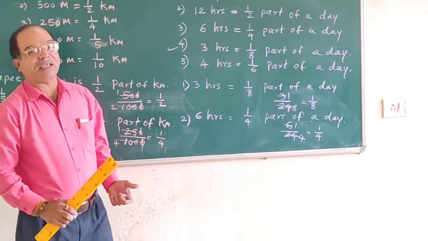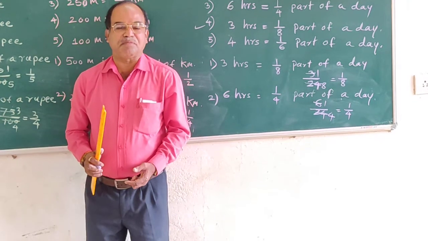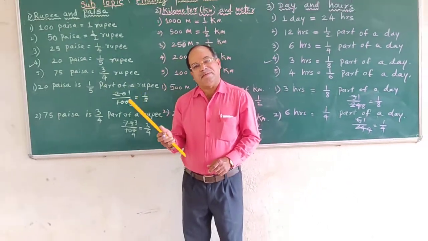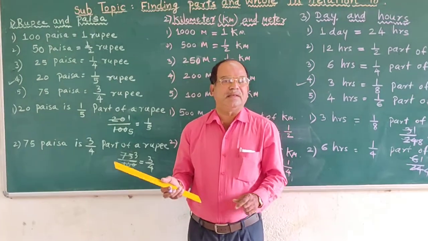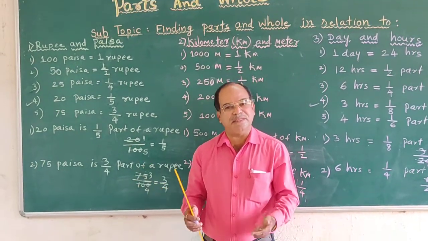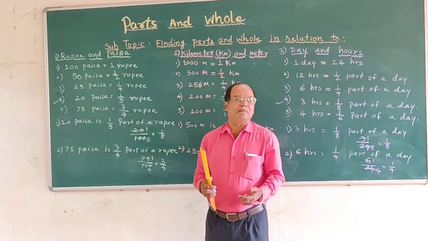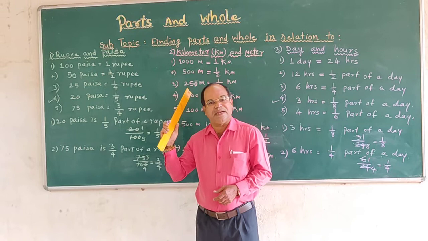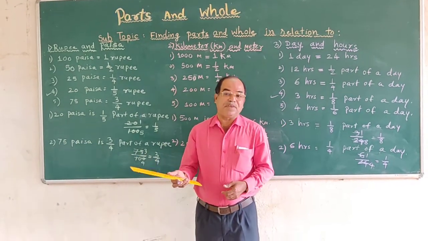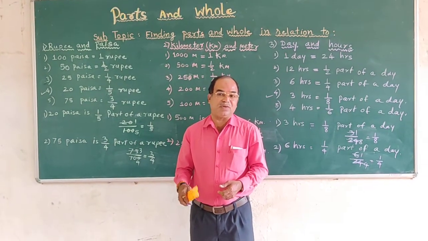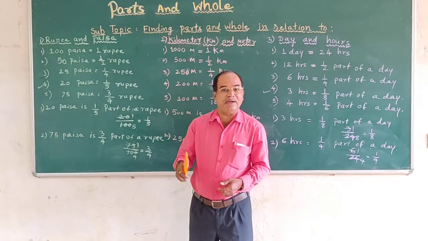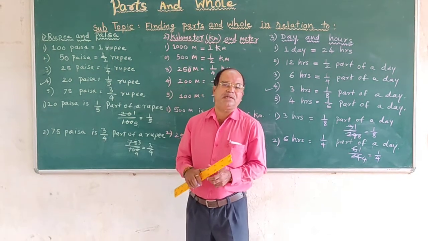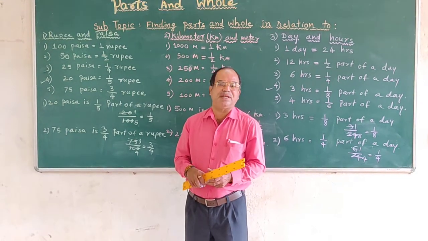Okay. Similarly, you can find the part for meter and centimeter, then liter and milliliter. In this way, you can find out the different parts in different situations, like rupee and paisa, meter and kilometer, day and hours, meter and centimeter. You can also find out gram and kilogram. Similarly, you can find out different situations in your day-to-day life.